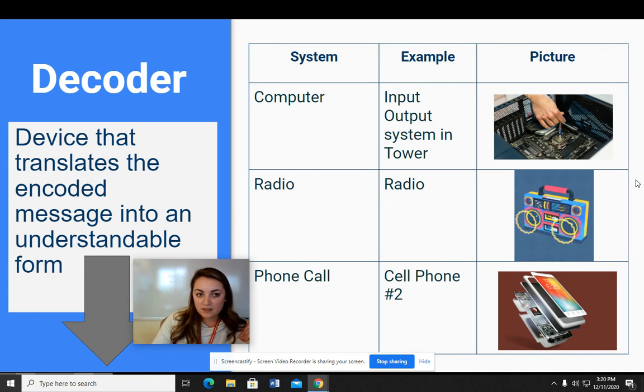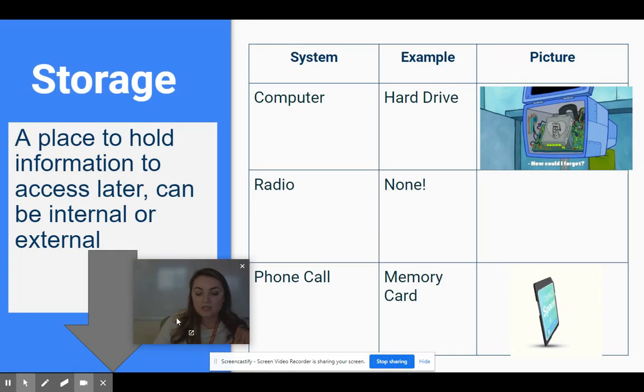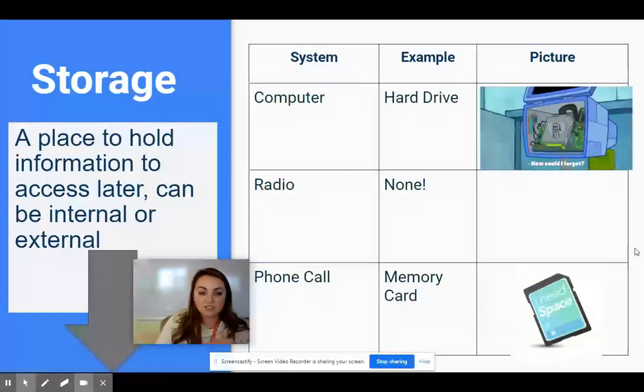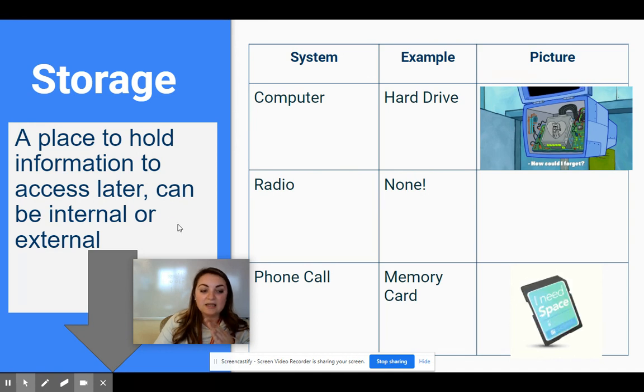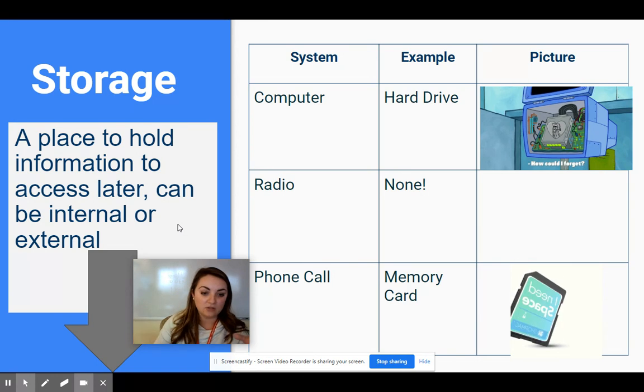All right. Now that message is decoded, one of two things can happen. If that message is sent and it's not ready to be viewed just yet, it's going to go into what's called storage. Storage is the place to hold information to access later. It can either be internal or external. Internal meaning that it's physically in the system. External meaning that it's somewhere else, okay? It's not actually a part of the system.